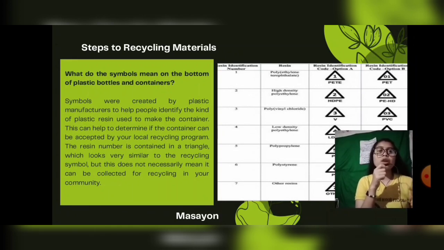So symbols were created by the plastic manufacturers to help people identify the kind of plastic resin used to make the container. So these are the symbols found on the plastic bottles that we see. The manufacturers made them for us to know which plastic resin was used, or what plastic resin made those bottles and containers. This can help to determine if the container can be accepted by your local recycling program.